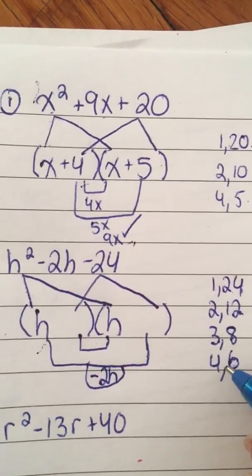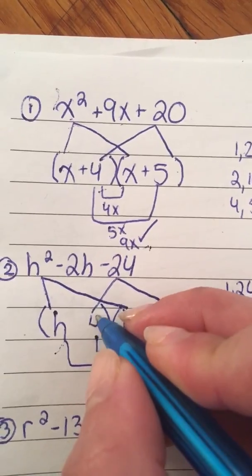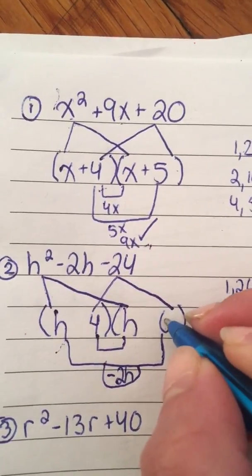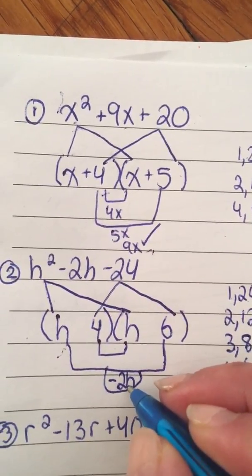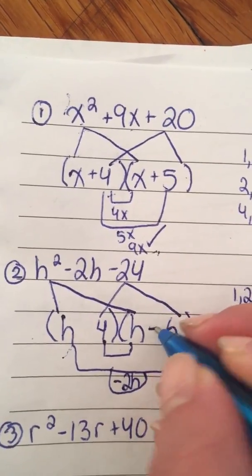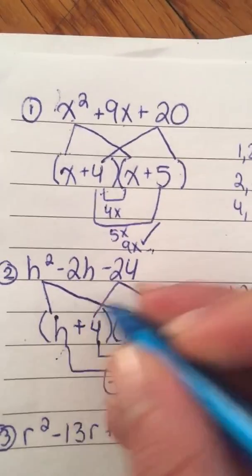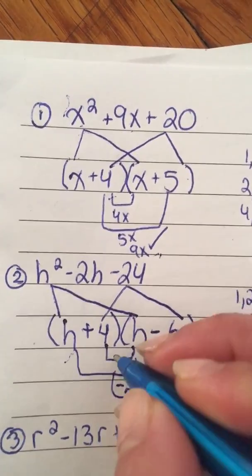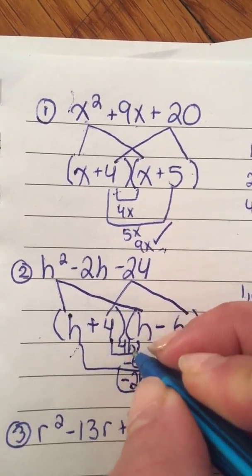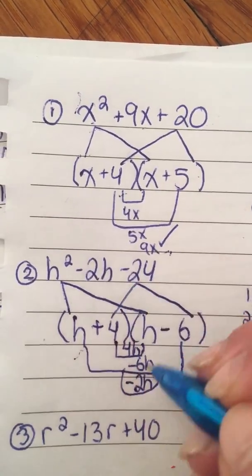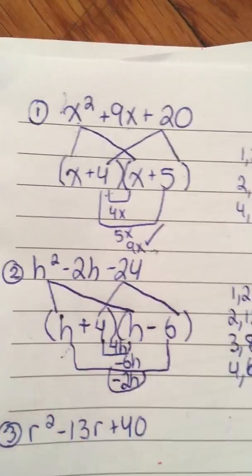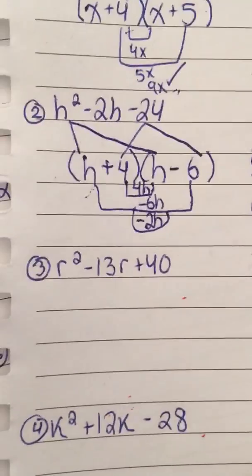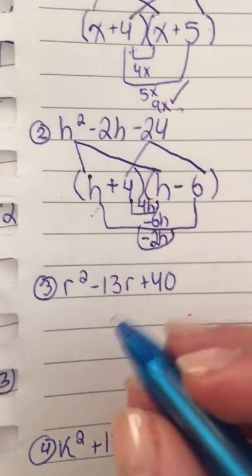So let's put our numbers first. So first one is 4, next is 6. And if we want a negative 2 on the inside, this is the one that has to be negative. So h squared minus 6h on the outside plus 4h on the inside gives you negative 2h, and then 4 times negative 6 is negative 24. We'll do a few more together.